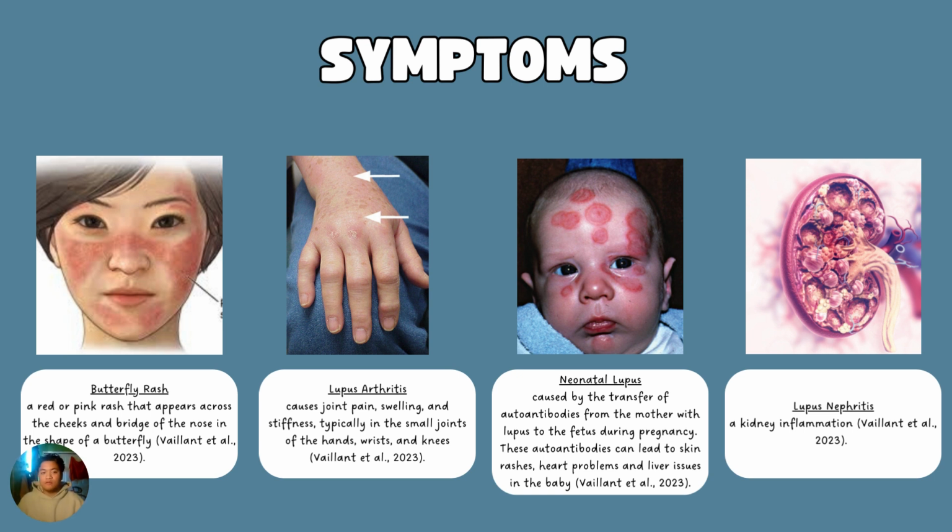Another symptom is mainly for pregnant women. Pregnant women who have lupus can transfer the autoantibodies to their fetus, creating little circular rashes and causing heart problems and liver problems for that fetus. Another symptom is lupus nephritis. Essentially, it's an inflammation of the kidneys. It leads to swelling in the legs or the face, increased blood pressure, foamy urine, and so on. This, if not treated, can really damage your kidneys.